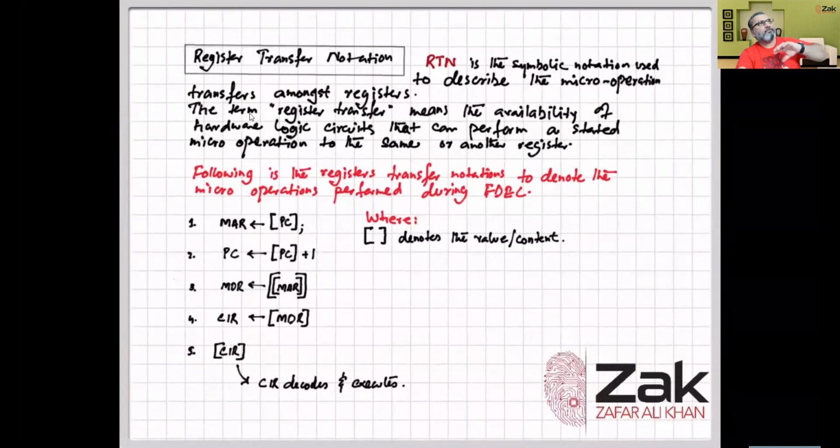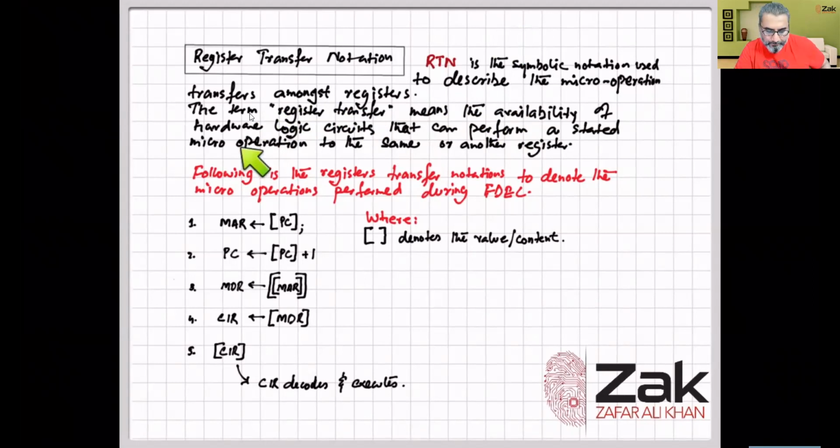This is the same. This is sort of the mathematical form of this fetch, decode, execute cycle. RTN, register transfer notation, is symbolic notation used to describe the micro operations between the registers. When the data is moving from register to register, these are called micro operations. So when these micro operations are described in symbolic form, like in mathematics, it is said to be register transfer notation. And I told you that it is actually another form of what?